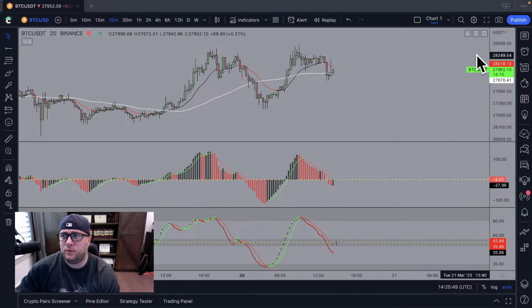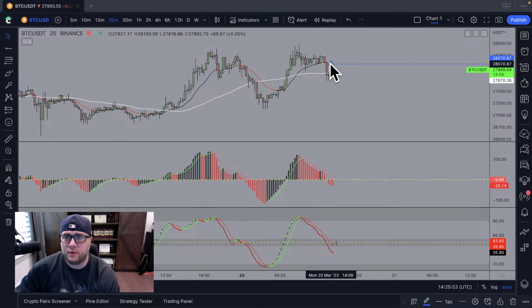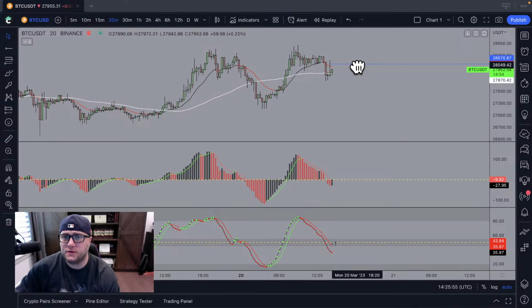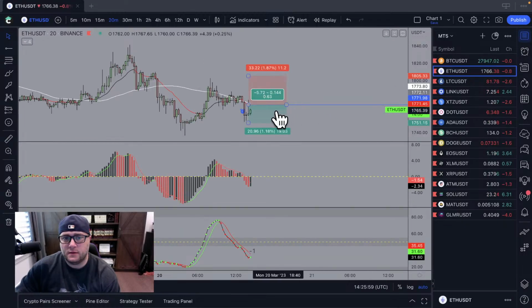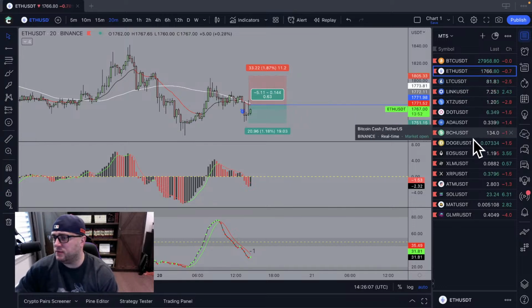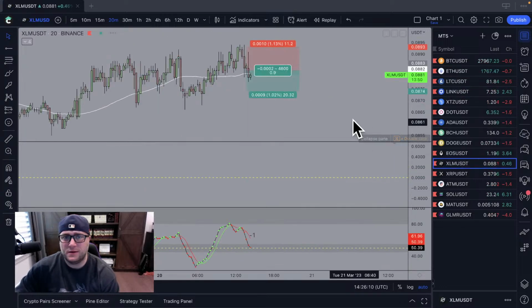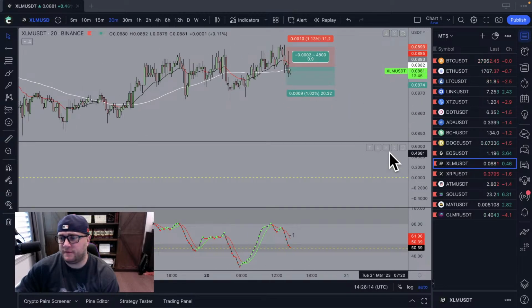Well, we're in profit on Bitcoin. Our stop loss is somewhere right there. Close out 80%. And let's see, Ethereum, closed out 80% already. Looks like we're going to come back up here. If we get stopped out on the 20%, we still made money. XLM, we're still in profit.